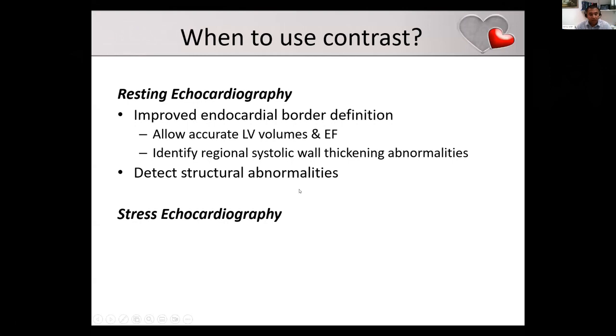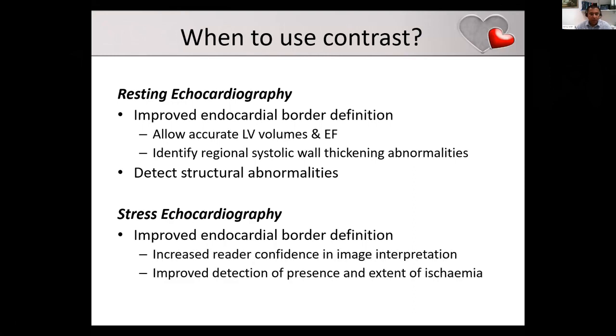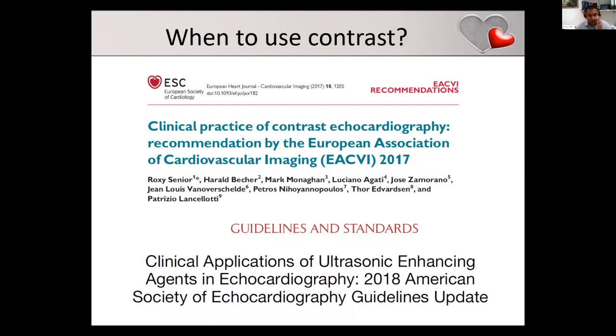And you can also detect structural abnormalities, for example, the presence of a thrombus within the heart. In stress echo, of course, we're looking for improved endocardial border definition. That has been shown, as I'll come to in a second, to both increase confidence and accuracy of the test. And as you've heard earlier, you can also do perfusion assessment by MCE, which is myocardial contrast echocardiography. There are a number of guidelines out which you can look up on contrast practice.